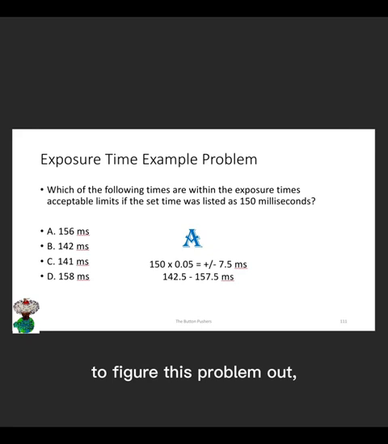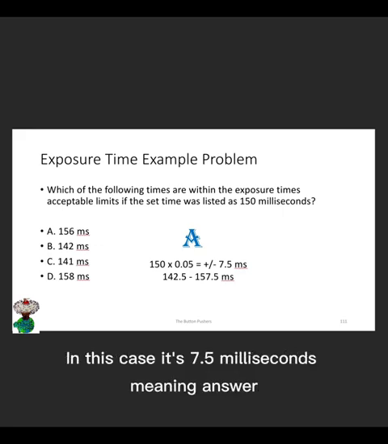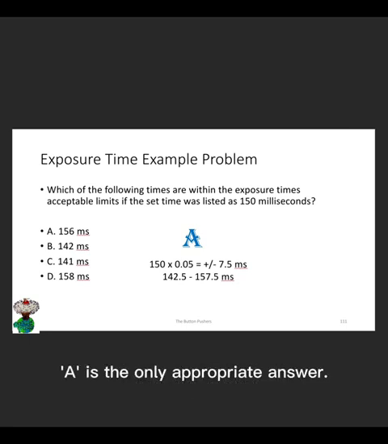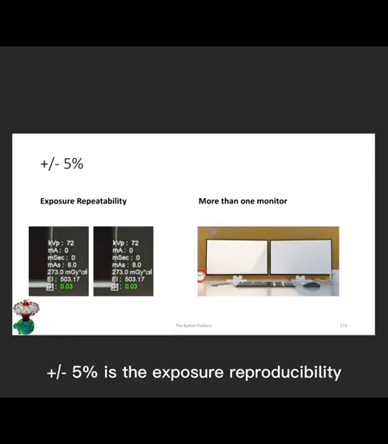To figure this problem out, take the number given and multiply it by 0.05 to get the acceptable variance. In this case, it's 7.5 milliseconds, meaning answer A is the only appropriate answer. Same thing for the kVp question. Multiply by 0.05.